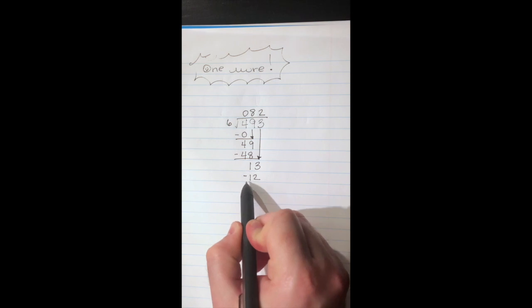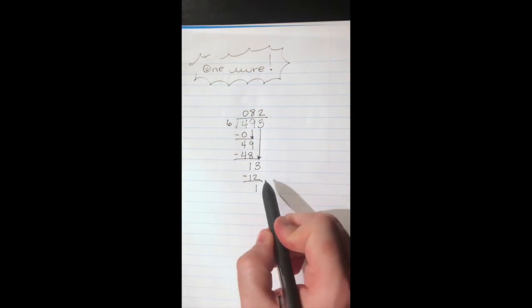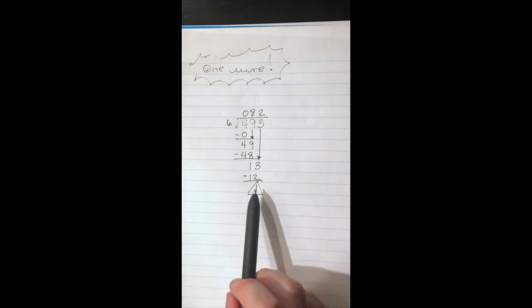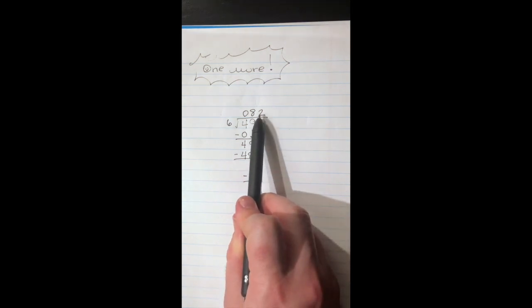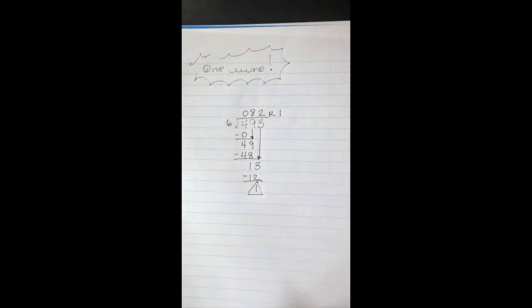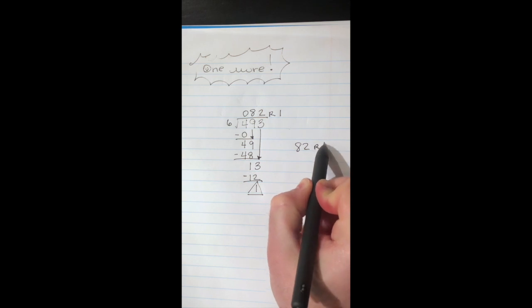Then subtract. Subtracting is your last step. That leaves me with 1. But I have nothing else to bring down after this 3, so I am done. And I always tell my students to write a triangle around it. I am done. There's a 1 inside this box. That's left over. Therefore, it's a remainder. So I have 82 on top with a remainder of 1. So I write that as R1. R stands for remainder. So my answer is 82, remainder 1.